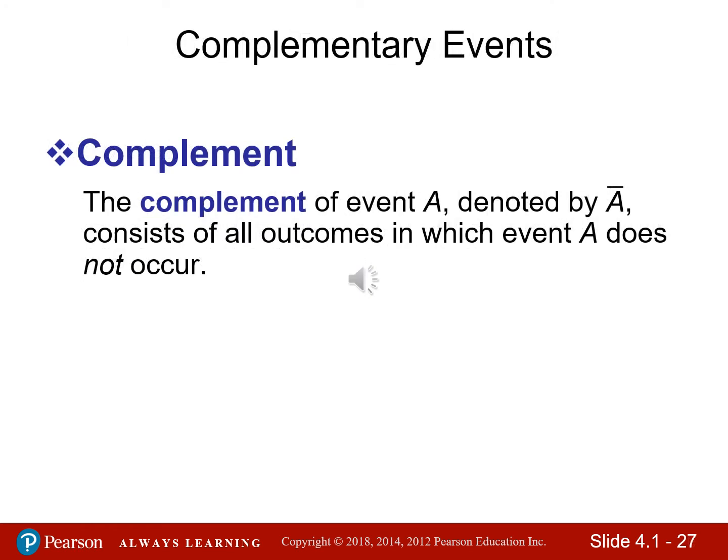Complementary events happen when there are only two outcomes, like getting a job or not getting a job. In other words, the complement of event A happening is the exact opposite of that event. In statistics, we say that the complement of event A, denoted by A bar, consists of all outcomes in which event A does not occur.